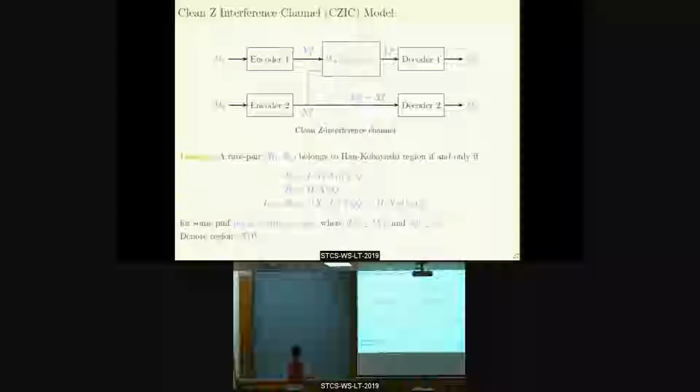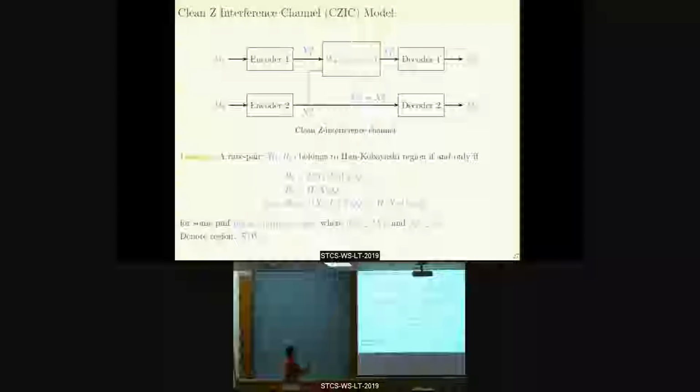The setting is the following. In this setting, there's no noise at the second receiver. The second receiver hears exactly what the second sender sent, without any noise, and there's only interference at the first receiver. So that's what I call a clean second channel, and the Z interference.